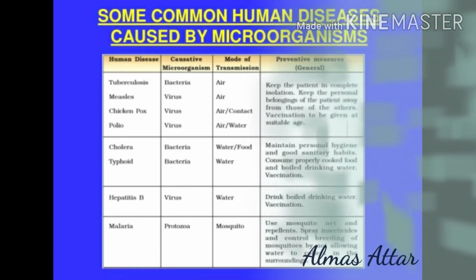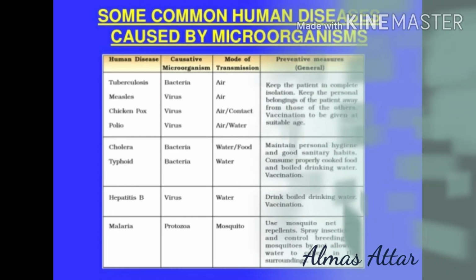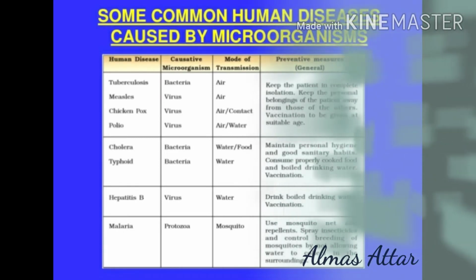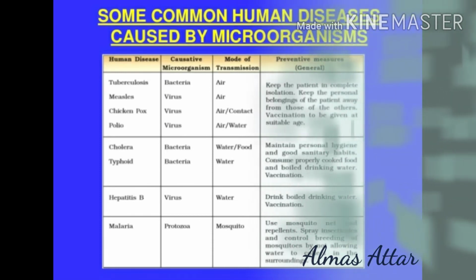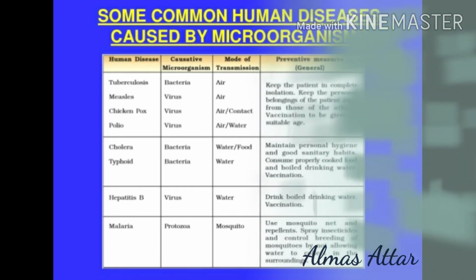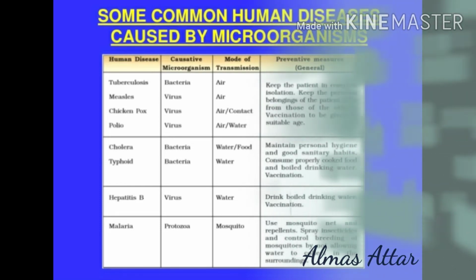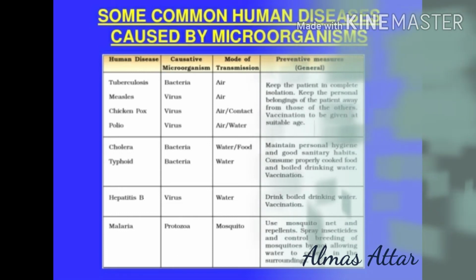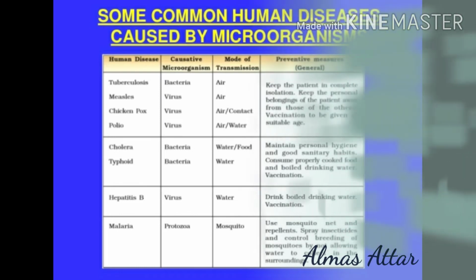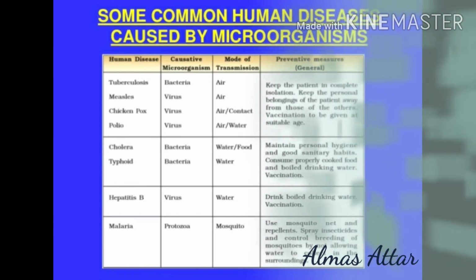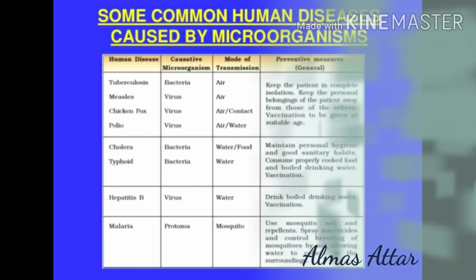Next disease, typhoid. The causative microorganism is bacteria. Mode of transmission, water. Preventive measures are the same as for cholera: maintain personal hygiene and good sanitary habits, consume properly cooked food and boiled drinking water, and vaccination should be done. Next human disease is hepatitis B. The causative microorganism here is a virus, the mode of transmission is through water, and the preventive measures are to drink boiled water and vaccination should be done.